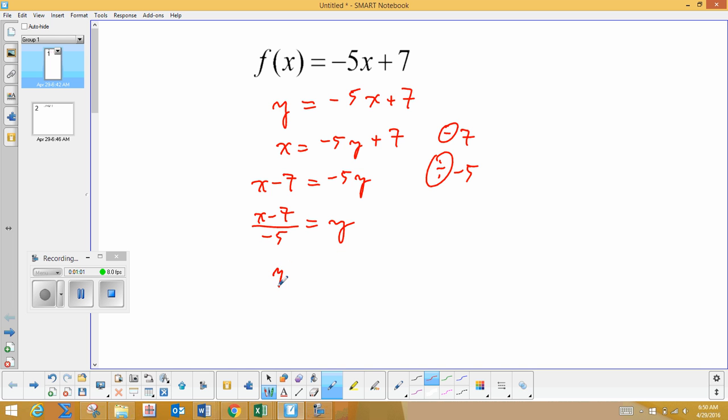I'm going to do it in 2 steps just so you see. x minus 7 over negative 5. And actually, we don't really like the negative 5 in the denominator, so I'm going to make it like that. Negative x minus 7 over 5. And then we want to use the correct notation. So we wanted to find the inverse. So here's our answer. f inverse of x equals negative x minus 7 over 5. Okay, that's one example. We'll do one more example.